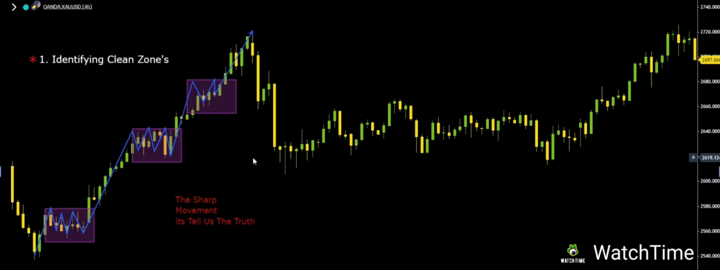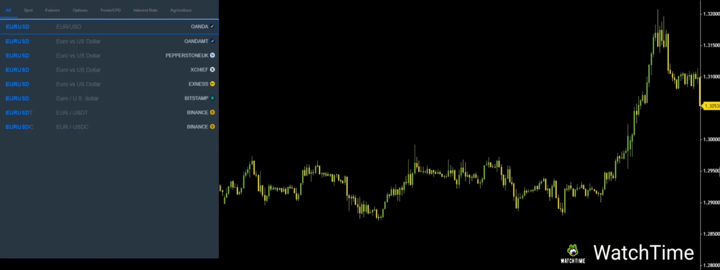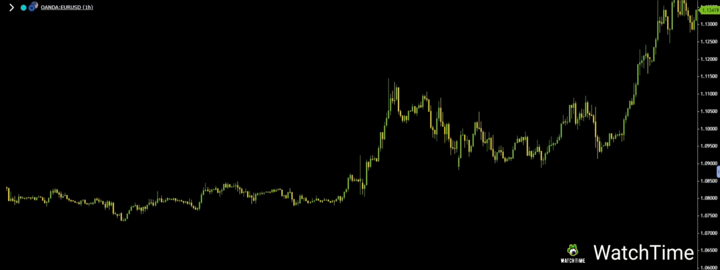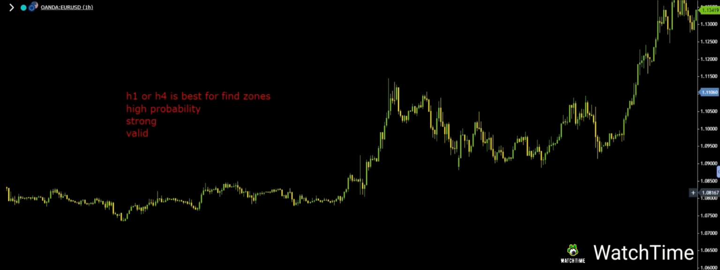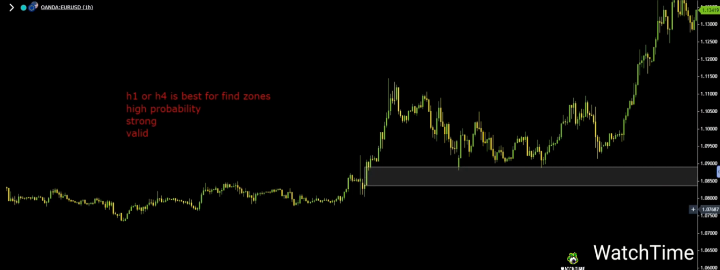Backtesting. Clean zones. Want to internalize this process? Here's how. Pick a pair, go to the 1H or 4H chart, scroll back a few weeks, find clean impulsive moves, mark the origin zone, play price forward. Did it react? Log the result. Did it touch? Did it break? Did it bounce? Repeat this dozens of times. Patterns will emerge. You'll build trust in the system.